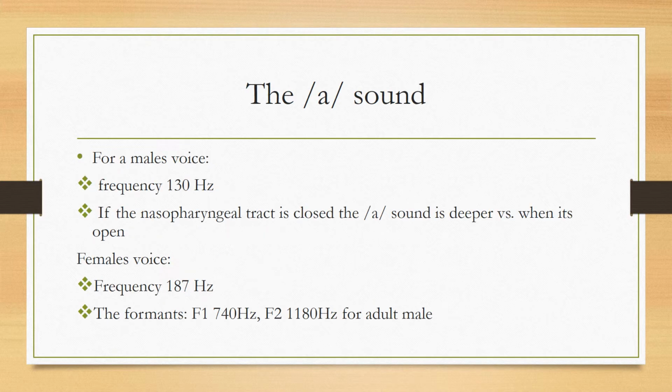For a male's voice, the frequency is 130 Hz. If the nasopharyngeal tract is closed, the ah sound is deeper versus when it's open. For a female's voice, the frequency is 187 Hz. The formant F1 is about 740 Hz, and F2 is 1180 Hz for an adult male.